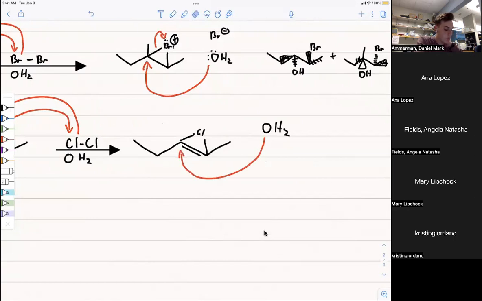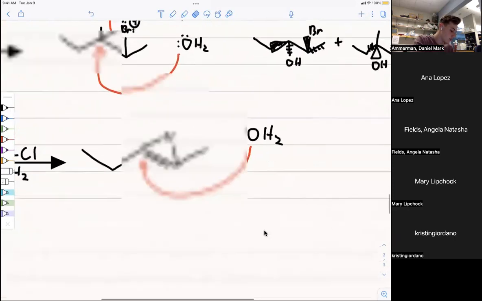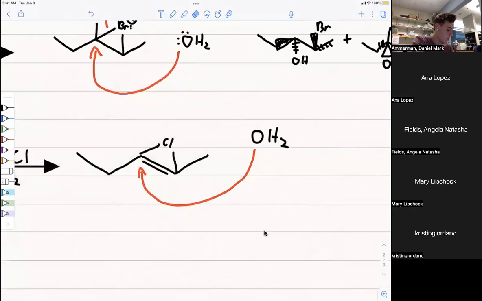And it would most likely be either water, or you could also have it as OH minus, like KOH or NaOH. Any of those would be an easier way to do it, and then this will send the chlorine off. And again, we're going for more substituted because that's the way it prefers it. And this is also going to be positive.